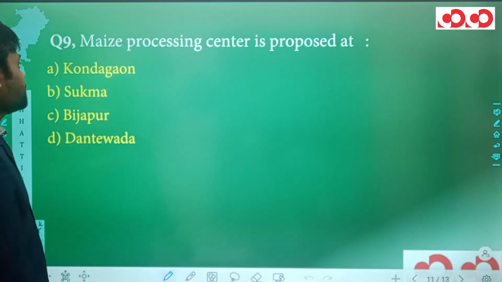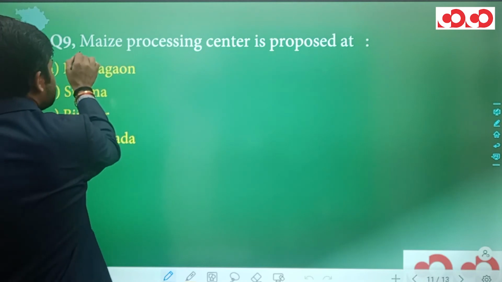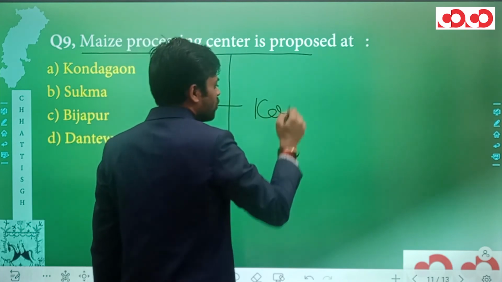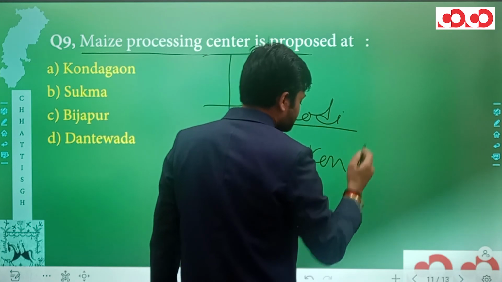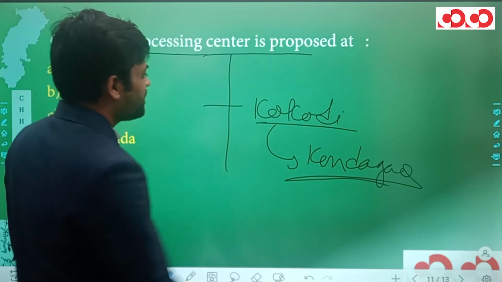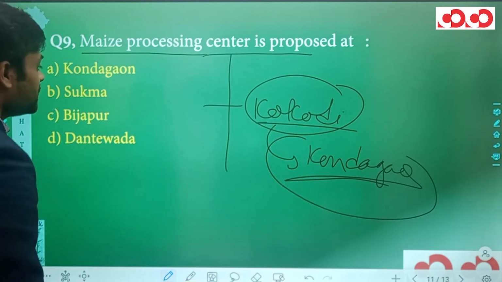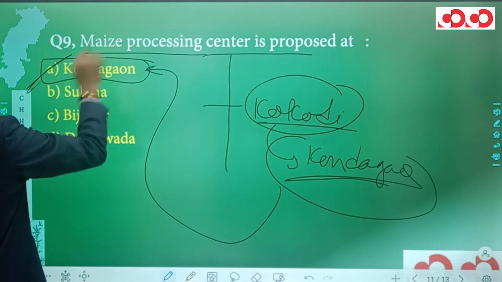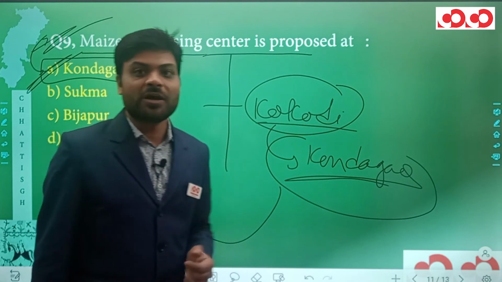Now next we have a 9th question. Maize processing center is proposed at. Let me tell you, this maize processing center is proposed at Kokodi, which is situated in the Kondagaon district of Chhattisgarh. So it is proposed at Kokodi in the Kondagaon district of Chhattisgarh. Since Kondagaon is given in option A, it is going to be the correct option for our 9th question. So this was all about our 9th question.